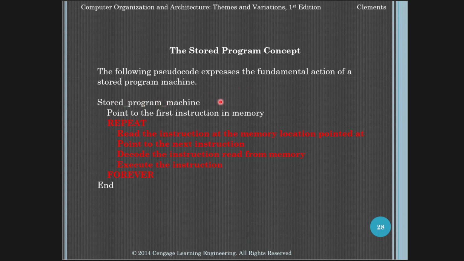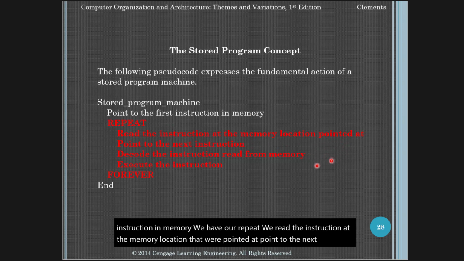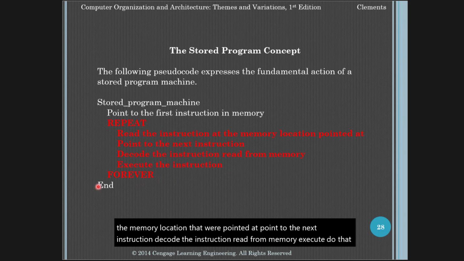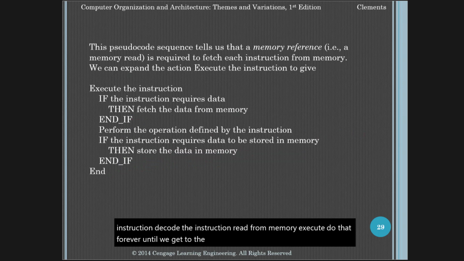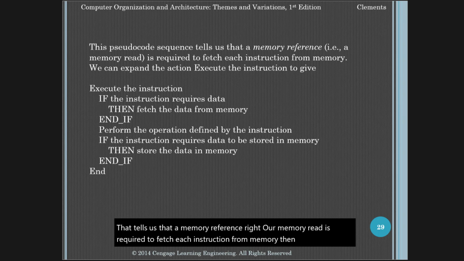So in our stored program machine, we're pointing to the first instruction in memory. We have our repeat. We read the instruction at the memory location that we're pointed at, point to the next instruction, decode the instruction read from memory, execute, and do that forever until we get to the end. But if we look at the pseudocode sequence, a memory read is required to fetch each instruction from memory, then we can expand the action execute for the instructions that we want to give.